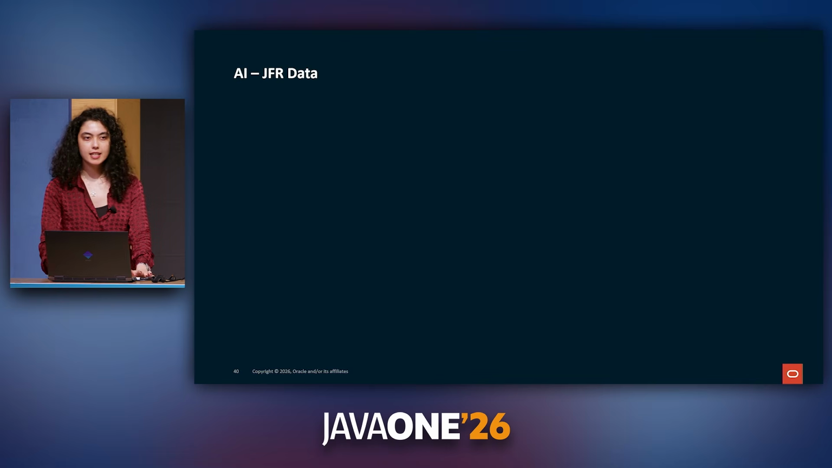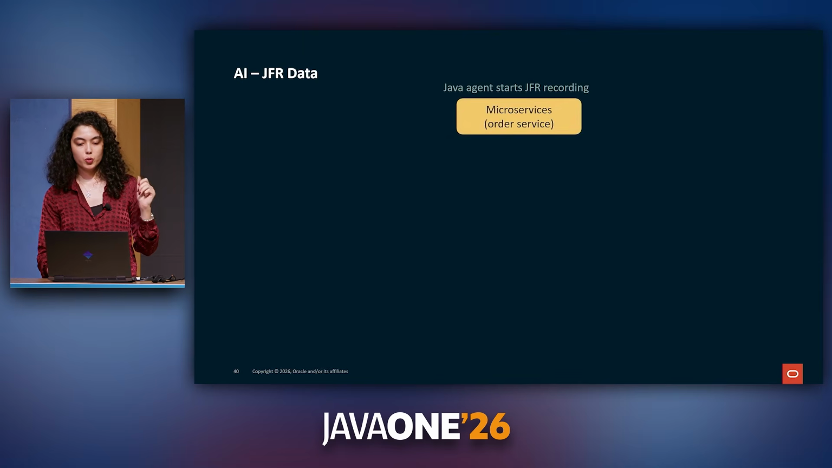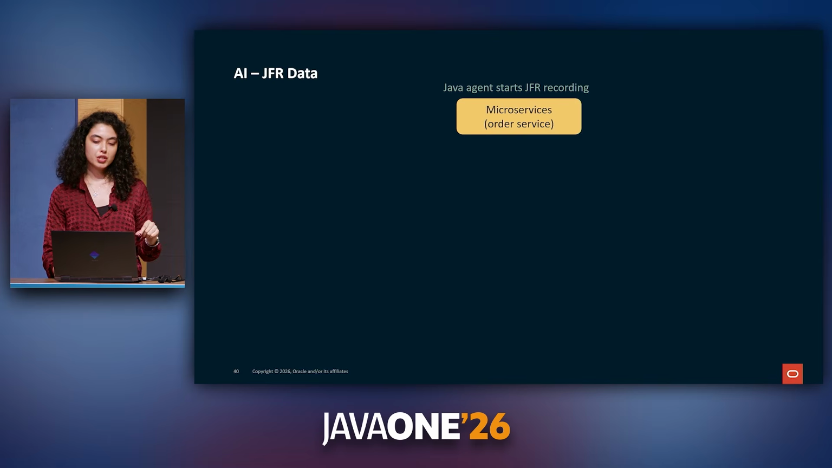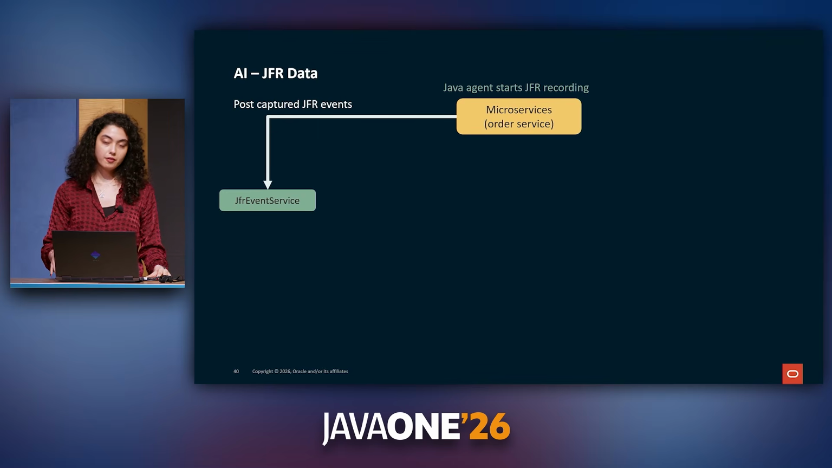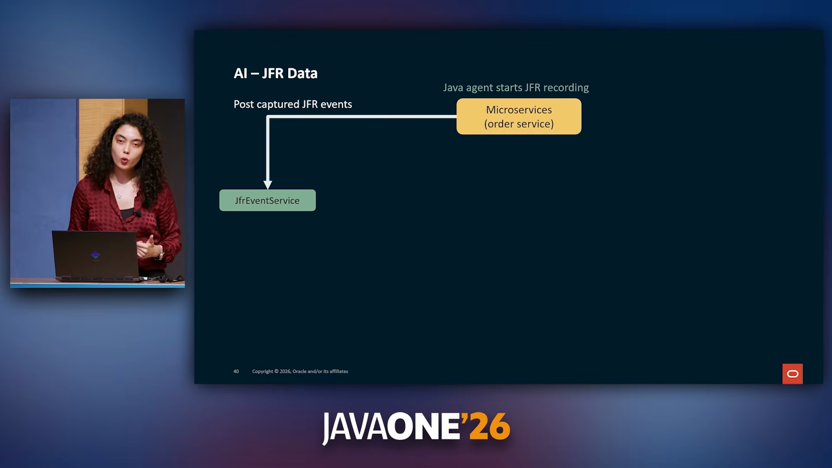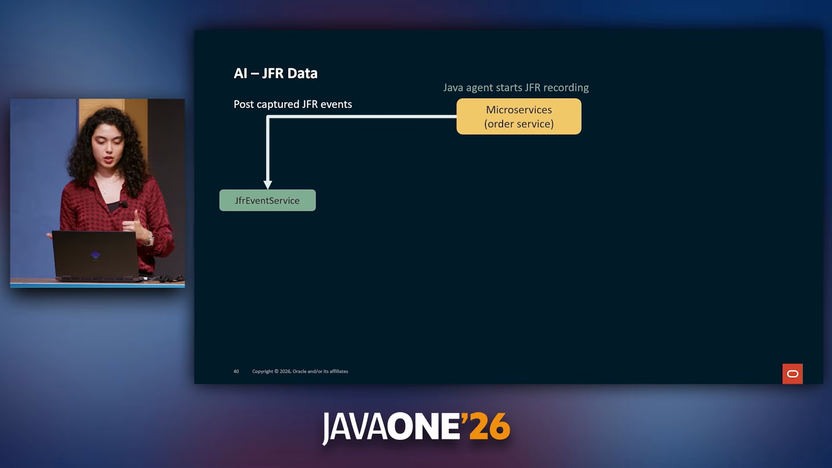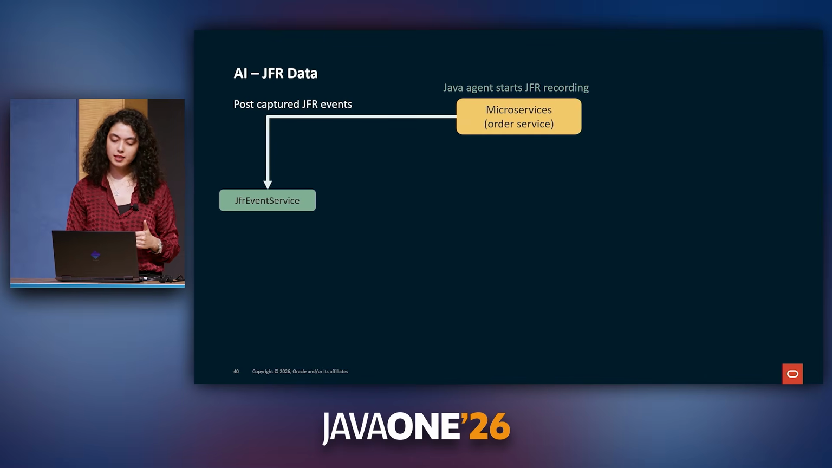But first, let's see how this AI service in our monitoring system receives the captured JFR events. We use the Java agent to start the JFR recording, and the captured JFR events are posted to an endpoint. On the monitoring service side, we have a class called JFR event service, for instance, that fetches all the sent JFR events from that endpoint.